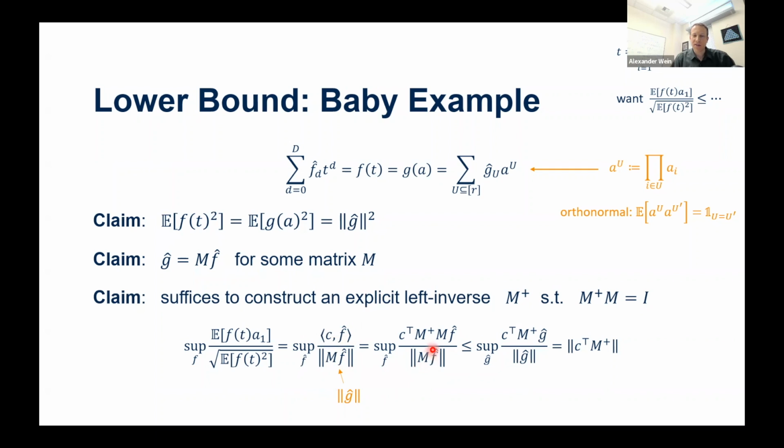Now I'm going to sneak in a copy of the identity up here. This is using the left inverse property; that's just the identity. And now here's the crucial step. I'm going to replace Mf by g. But this is an inequality now, because I'm now going to optimize over all vectors g, not just the ones that are in the image of M. So I'm relaxing the problem here, saying that this thing that used to be M times f no longer has to actually be in the image of M.